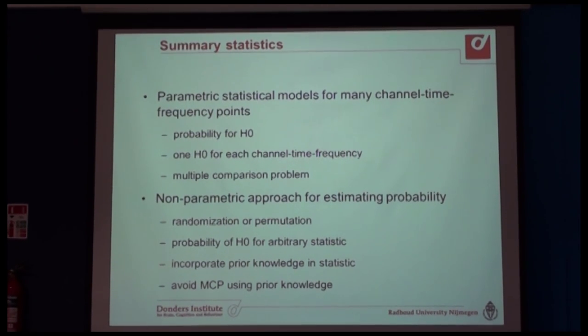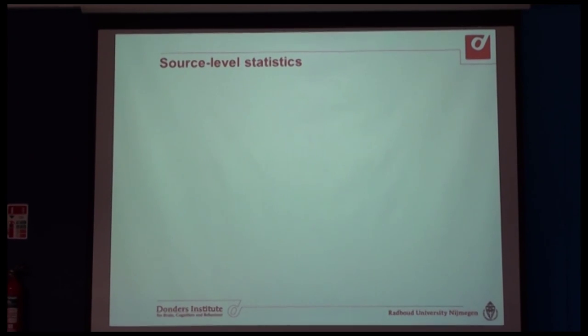With the non-parametric approach, we use randomization or permutation. Permutation is just a subset of all possible randomizations, but usually we do a permutation. And from all possible permutations, we take a subset to keep it computationally tractable. The probability of the null hypothesis can be computed given an arbitrary statistic that allows us to incorporate prior knowledge into this statistic. And it also allows us to avoid the multiple comparison problem using this prior knowledge.